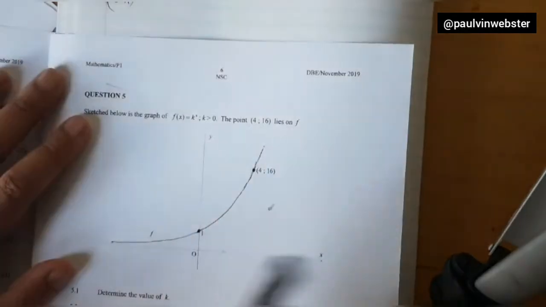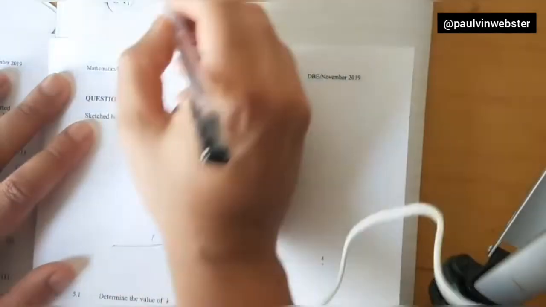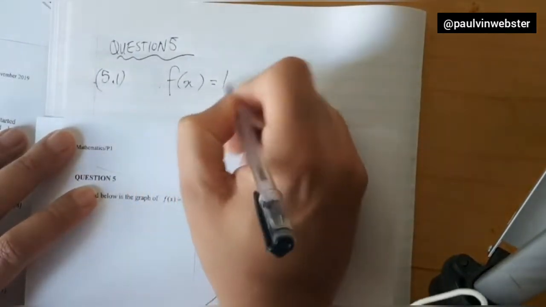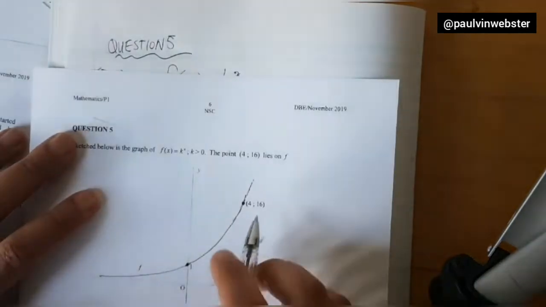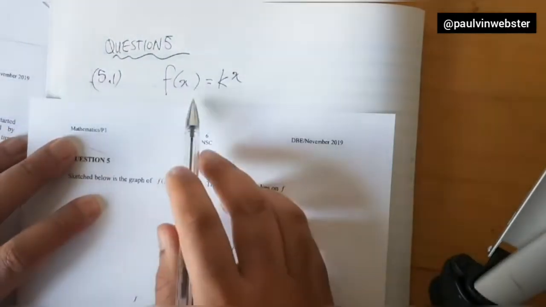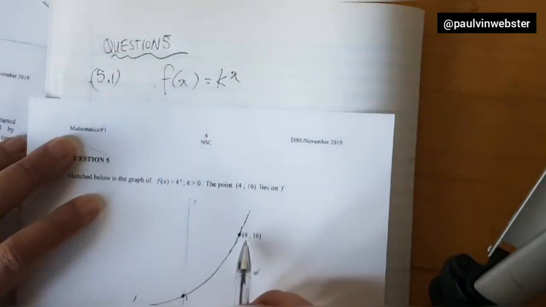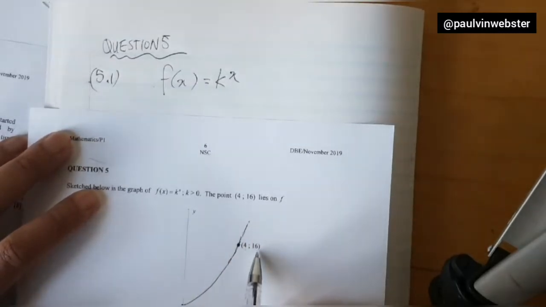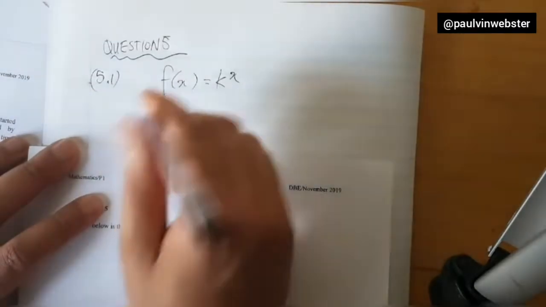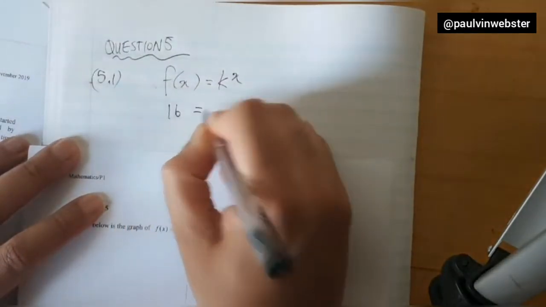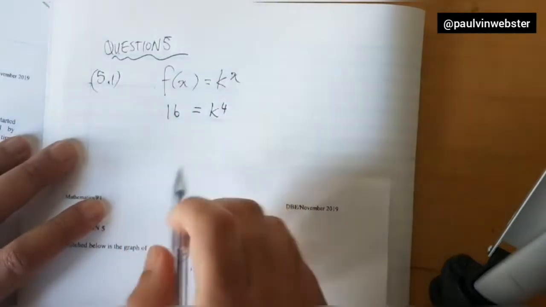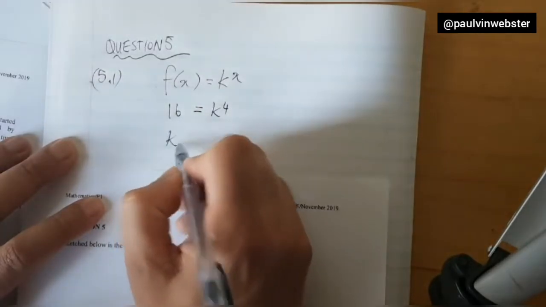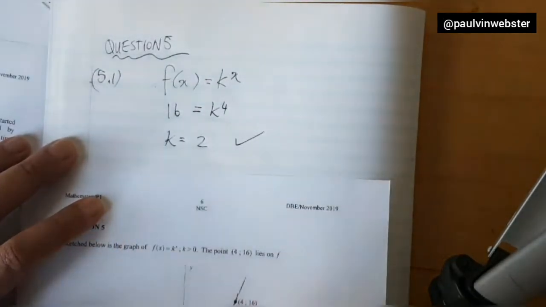Let me first write that equation down. f(x) is equal to k to the power of x. Remember, we can substitute this point into the equation because it's on the graph. My x value is 4 and my y value is 16. So 16 equals k to the power of 4. If you take the fourth root on both sides to get rid of the 4, you will see that your k value is equal to 2, and this is your final answer.